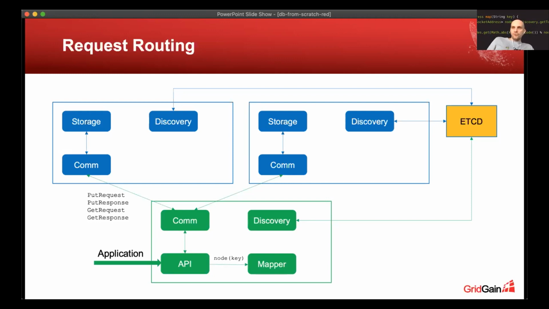So we will first go to the mapper component, asking, hey, tell us which node we should send a request to. And the mapper will then go to the discovery, use that get topology method that we have there, get the current list of nodes, do some magic there, and we'll talk about that magic in a second, and tell the API, tell the client which node to send the request to, and then the API can go to the communication component providing that address.